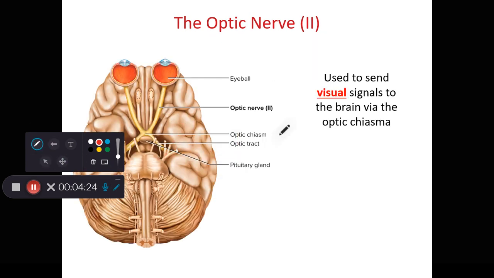We also are going to have optic nerves. Cranial nerve number 2 is the optic nerve. The optic nerve is going to merge with the brain at the optic chiasm, and as the name implies, is used to carry visual signals.